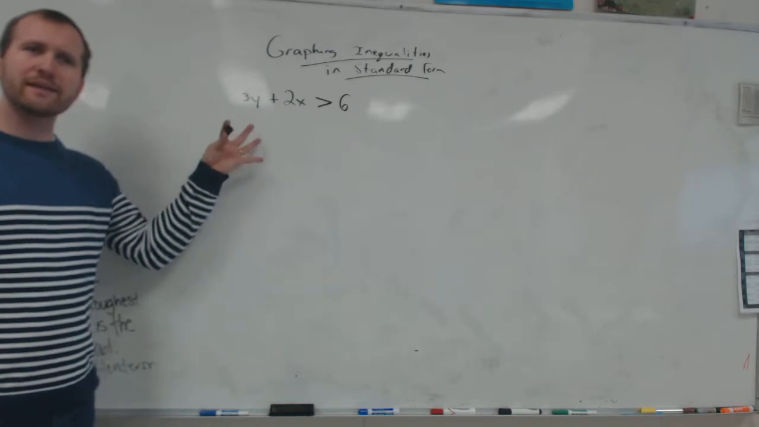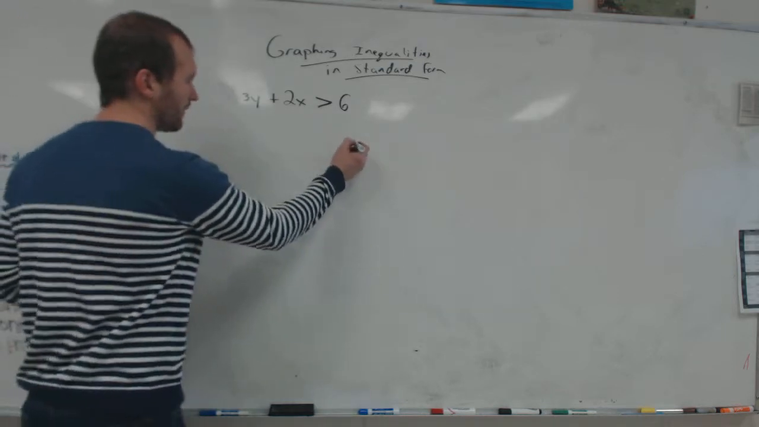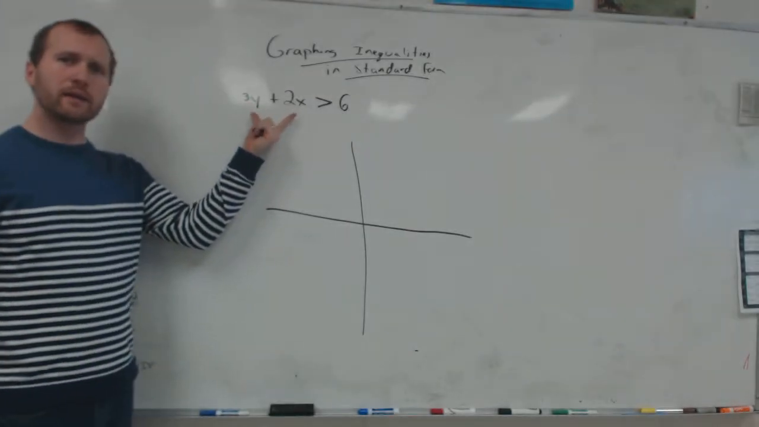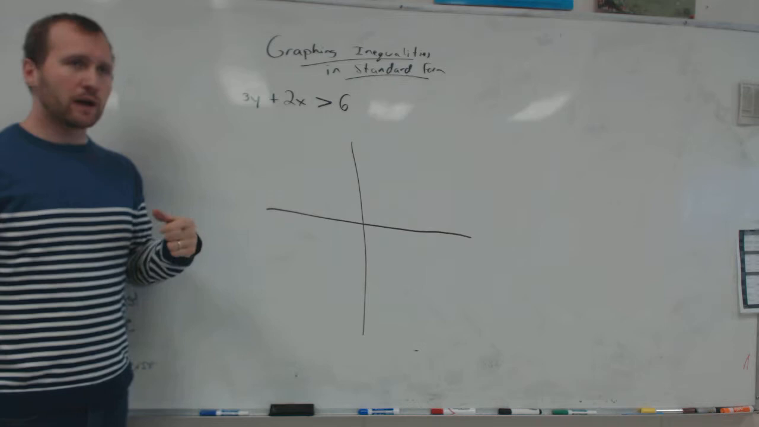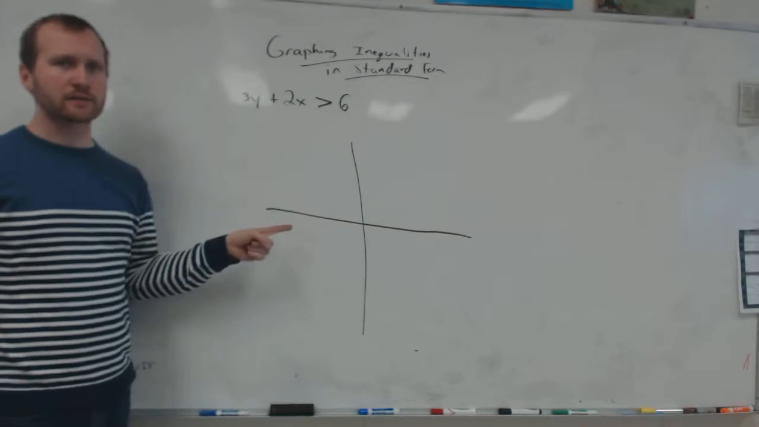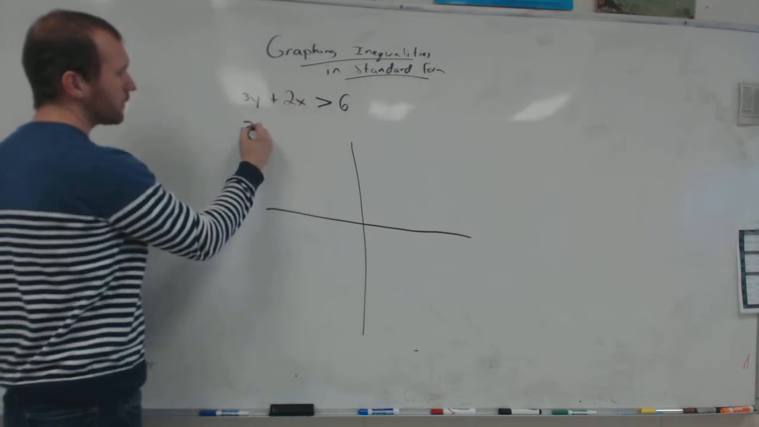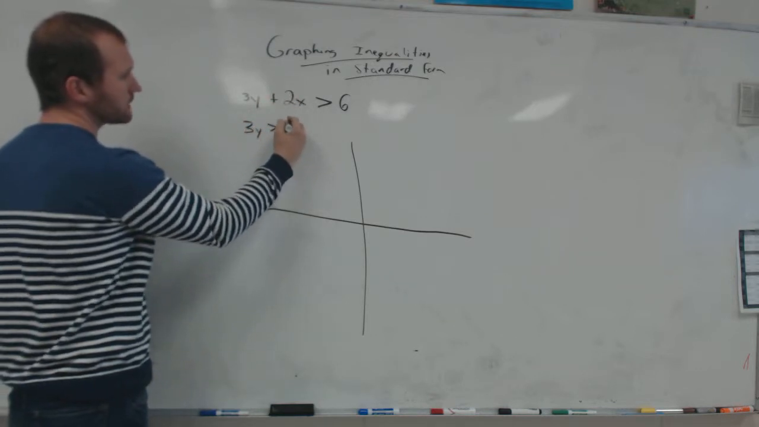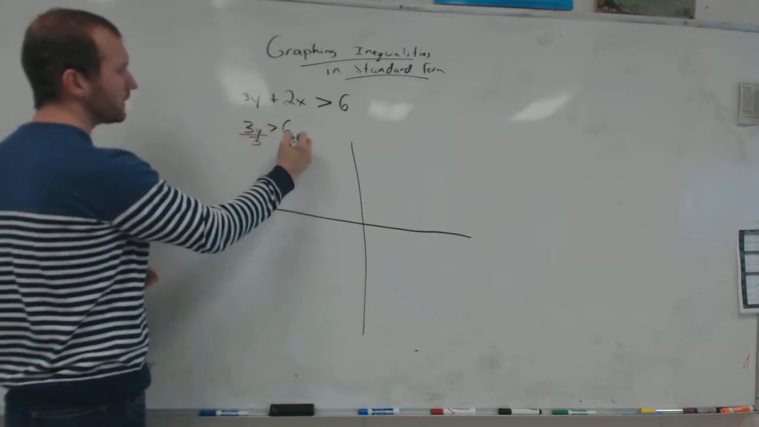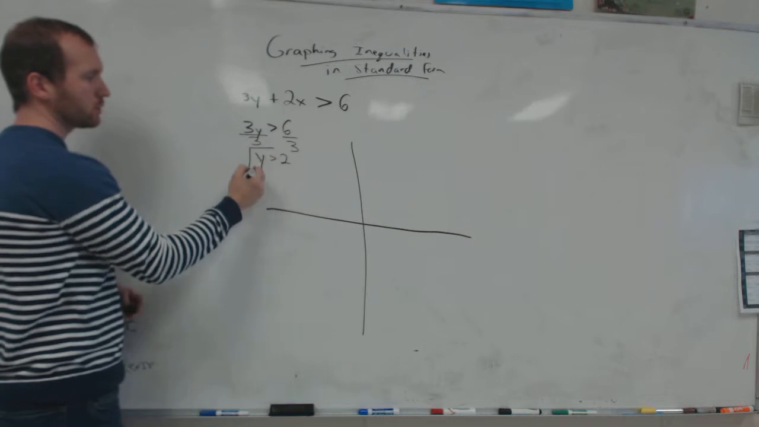The first thing is just pretend this is a line. Pretend it doesn't have a greater than sign, and just graph that line. Now we recognize with x and y on the same side that this is standard form. And the way to graph standard form is to find the y-intercept and the x-intercept. So I'm going to make x 0. When x is 0, we have 3y is greater than 6. I'm just pretending that's an equal sign in my head. Divide both sides by 3, and y is greater than or equal to 2.